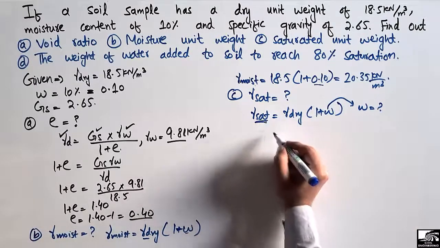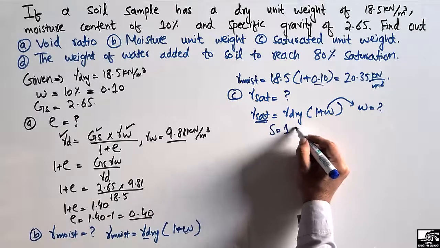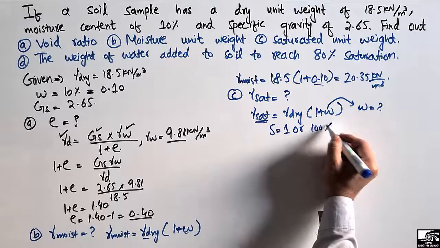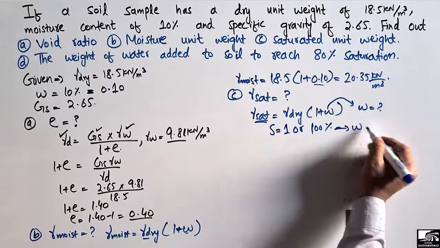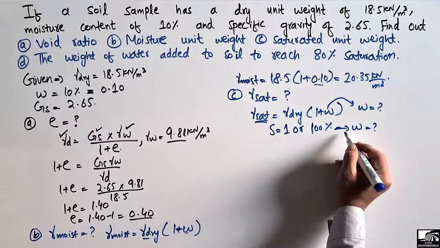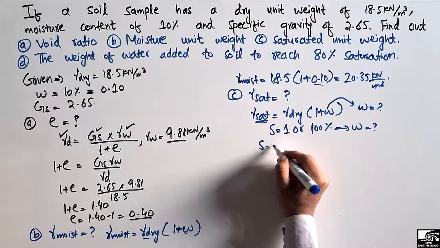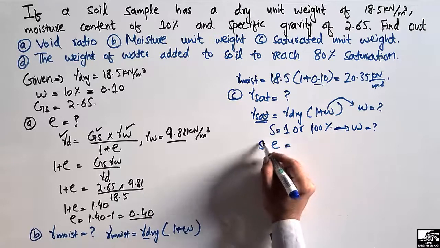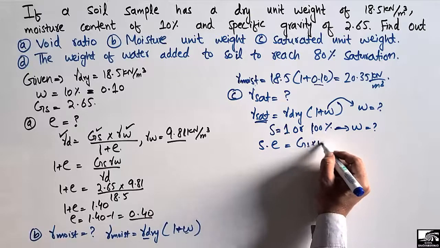For saturated soil, it means that the degree of saturation for this soil sample is 1, or 100%. It is 100% saturated, so then we have to find out the water content for this soil sample. In this way, we will find it. We will use this equation: degree of saturation into void ratio is equal to Gs into water content.